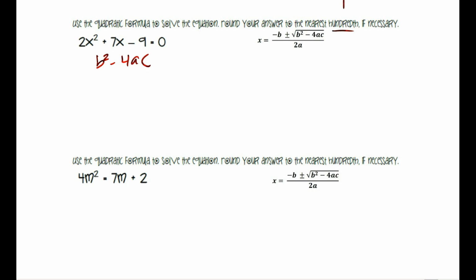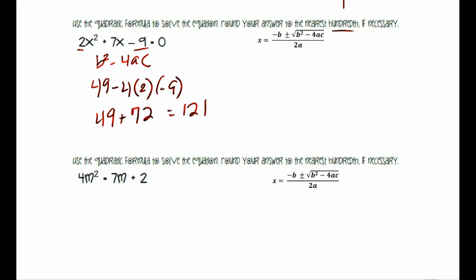All right, so b squared is 7 squared, which is 49, minus 4 times a, which is 2, times c, which is -9. So I get 49, and I already know that a negative times a negative is a positive. So I'm doing 36 times 2, which is 72. And then 49 plus 72 is going to give me 121. Ooh, look at this number, y'all. It's a perfect square, which means that when we put it over here, we're going to get a perfect square. So we get 2 real solutions. Yay.